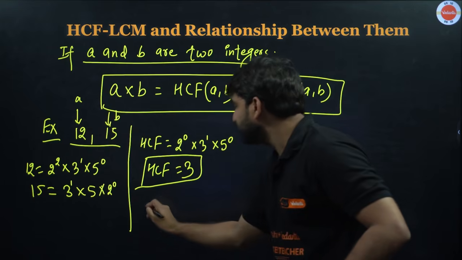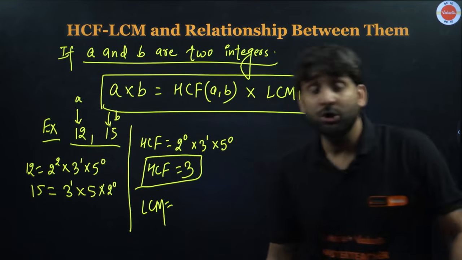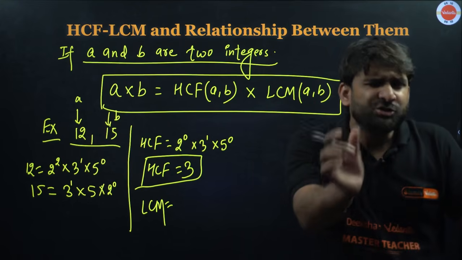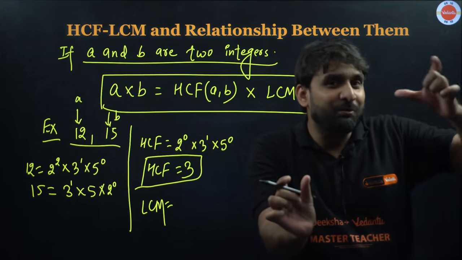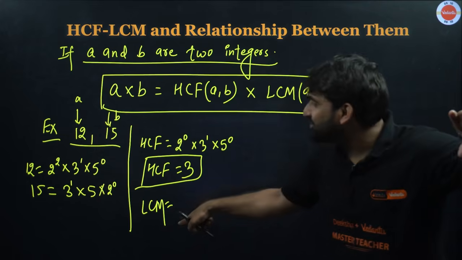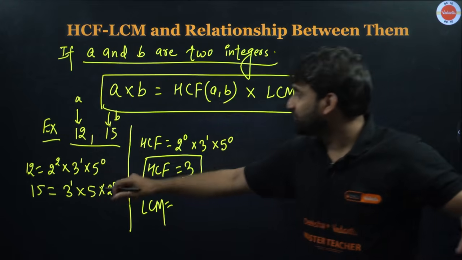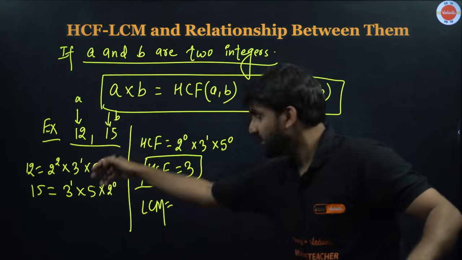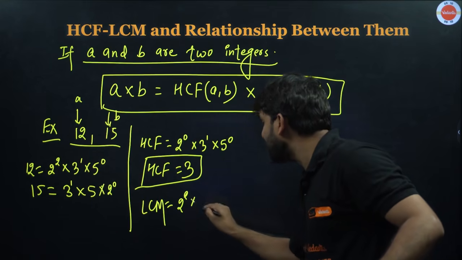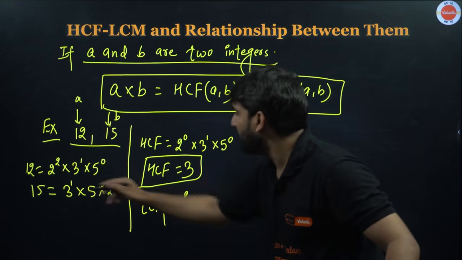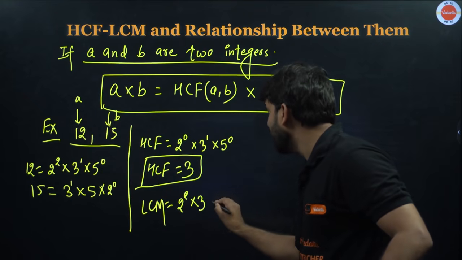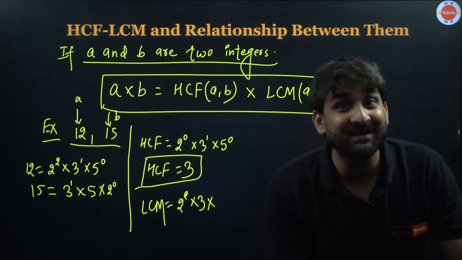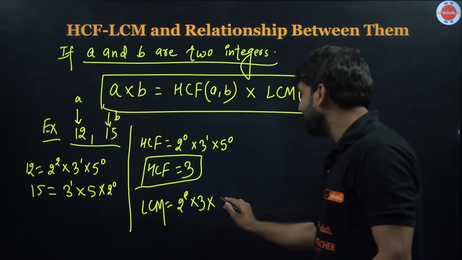Now moving to LCM. LCM is the lowest common multiple. Which term is here? Lowest. So which power do you have to take? Highest. For the lowest common multiple, the highest power will come. For 2, 2 to power 2 is here and 2 to power 0 is there, so 2 to power 2 will come because it is the highest power. For 3, 3 to power 1 in both, so that will come directly. For 5, 5 to power 0 and 5 to power 1, which will be considered? 5 to power 1, because we are finding the LCM.